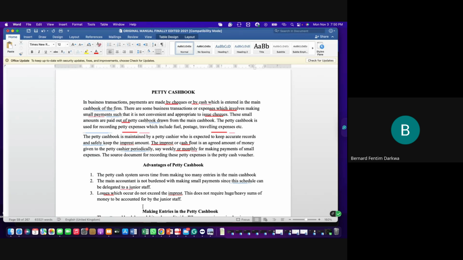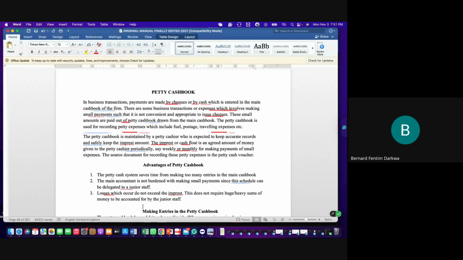So you'll be able to spend small amounts. Maybe in February, after the end of the month, you have spent 400, so you have 600 left. And the petty cashier is going to be reimbursed with what?